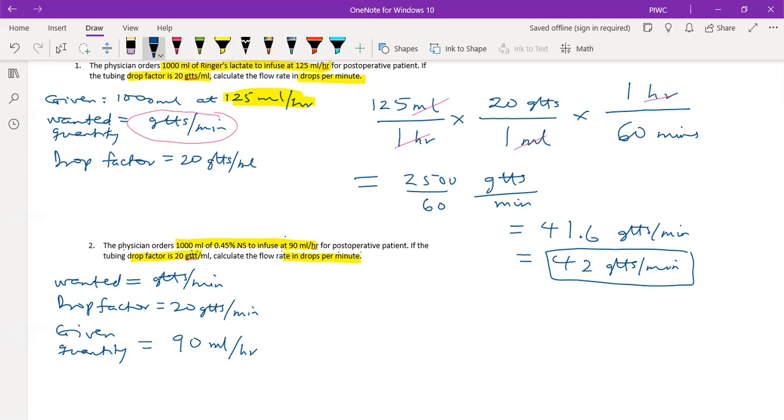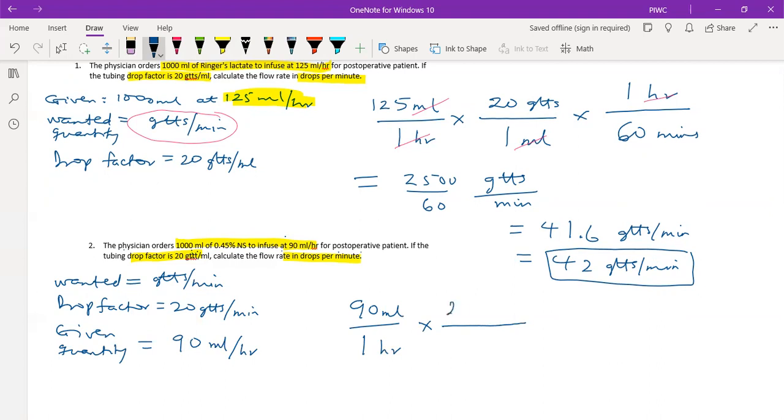So let's start our setup. Let's start with the given quantity or the rate that has been ordered: 90 ml per hour, over 1 hour, times... I'm going to factor in the drop factor. So that will be the conversion here.